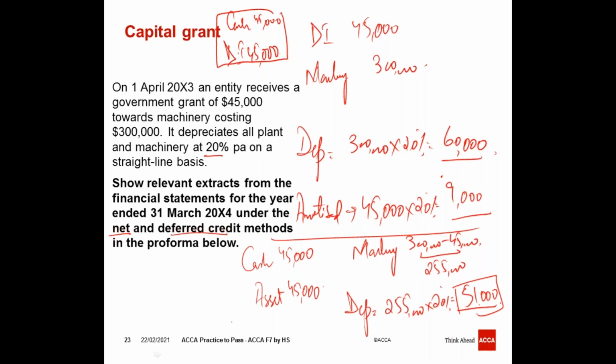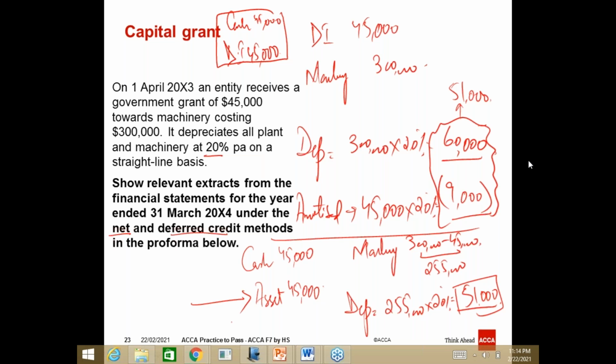So if you adjust these two figures, the net amount that will be reported in the income statement will also be 51,000, because we have an expense of 60,000 and an income of 9,000. In both approaches, the net burden on the income statement is the same. Therefore, IAS 20 has allowed us to use either the net approach, where the grant will be credited in the value of the asset, or the deferred income approach. So 51,000 is the net expense after adjusting the government grant impact.